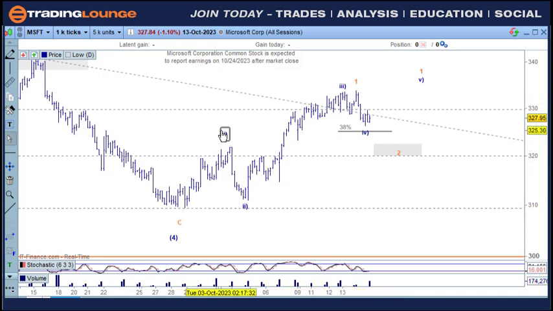I could go an A wave, a B wave, and a C wave up here, but that little high made a high above here, so that's probably not the case. So I'm still on the bullish side. I just don't have any evidence, that's all. I just have to, once again, wait.